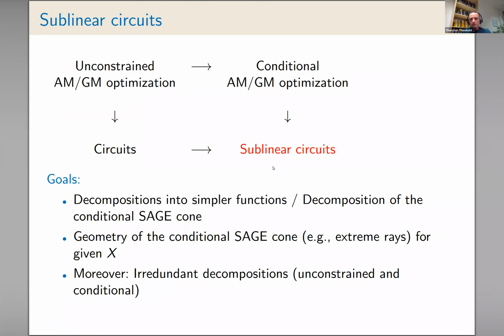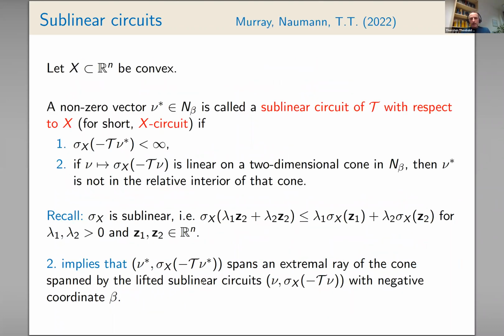What do we want to achieve? We want to decompose, as before, functions into simpler functions, in particular so that we also obtain some nice decompositions of the conditional SAGE cone, say in terms of a Minkowski decomposition. I will come back to this. So finally, the goal would be to describe the cone, for instance the extreme rays of the cone, and then I will also come back to this irredundant decomposition, both in the unconstrained and the conditional situation.